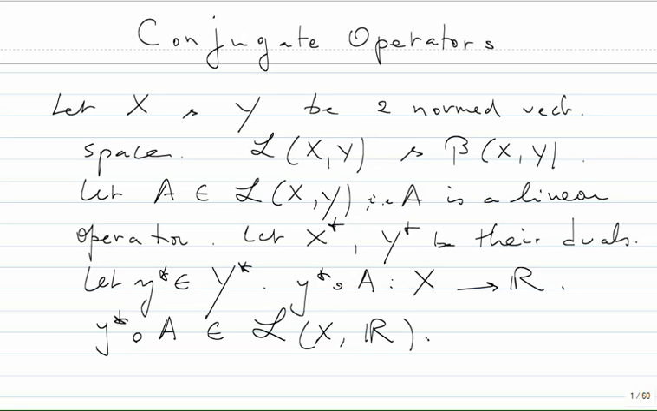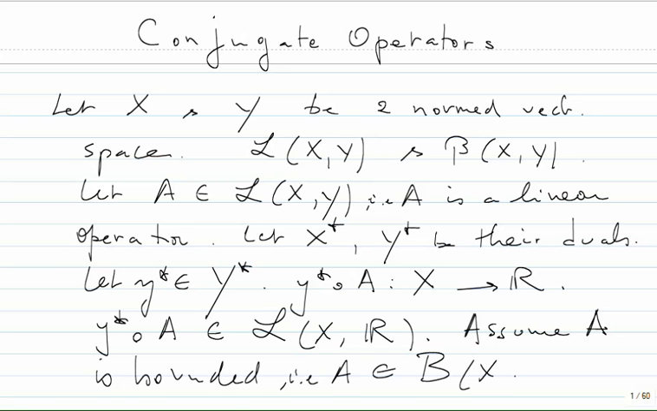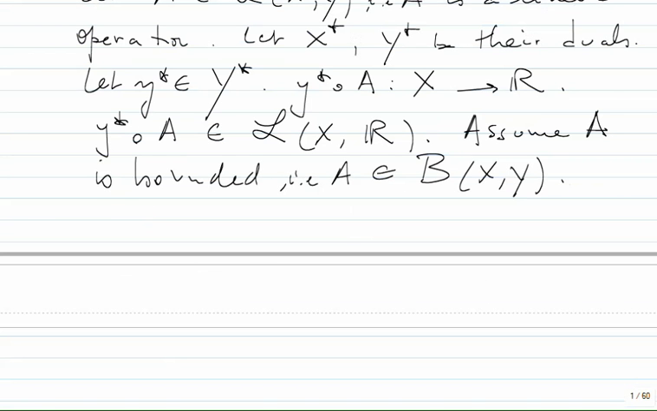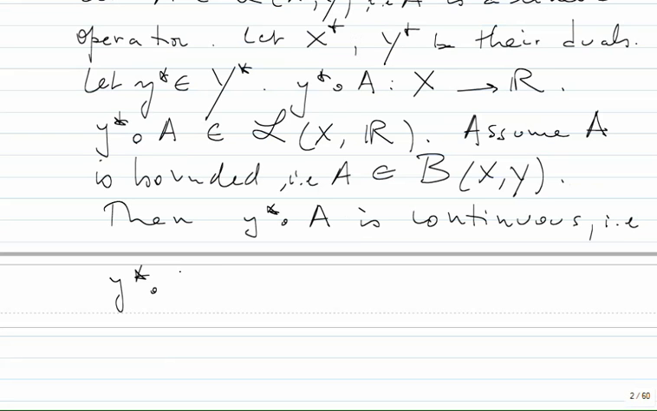So for that we assume that A is continuous. So assume A is bounded. This tells us, of course, that A belongs to B(X,Y). So it's a bounded linear operator. Then in this case, y star composed with A is continuous. And that was lacking, to claim that y star composed with A belongs to the dual space X star.